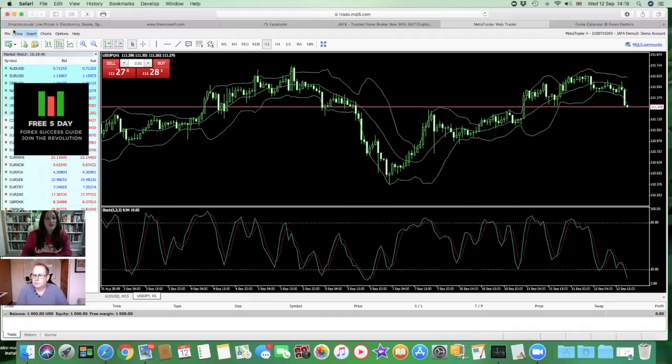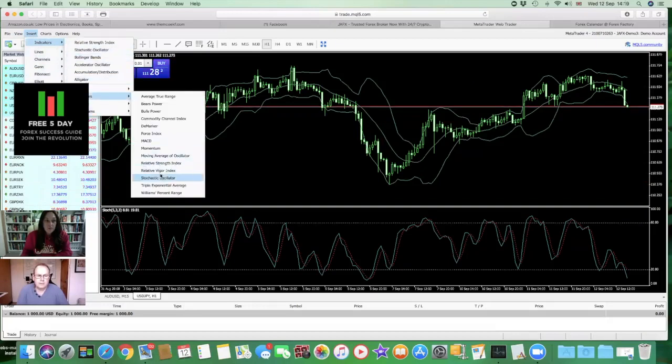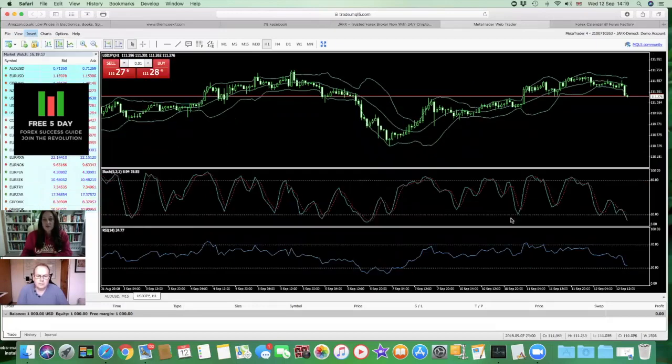So you can use your Stochastic along with your Bollinger Bands, along with your Relative Strength Index. You can put as many indicators on your charts as you like. I just find it gets a little bit too much for your eyes to take, so I kind of just stick to 2 or 3.